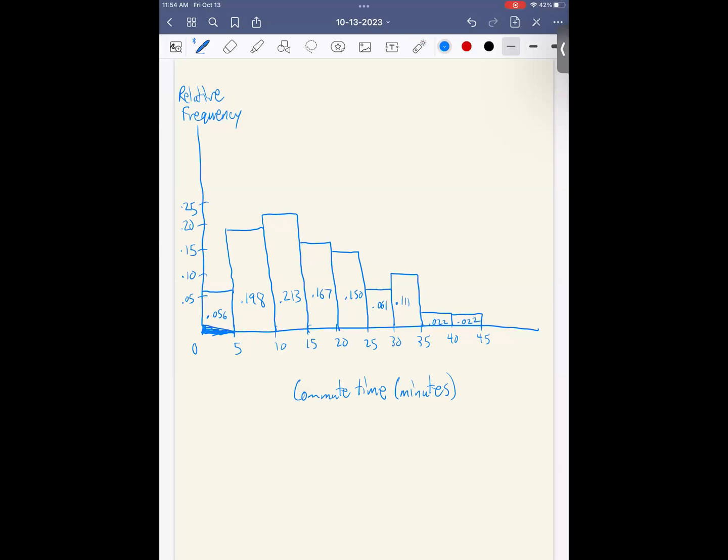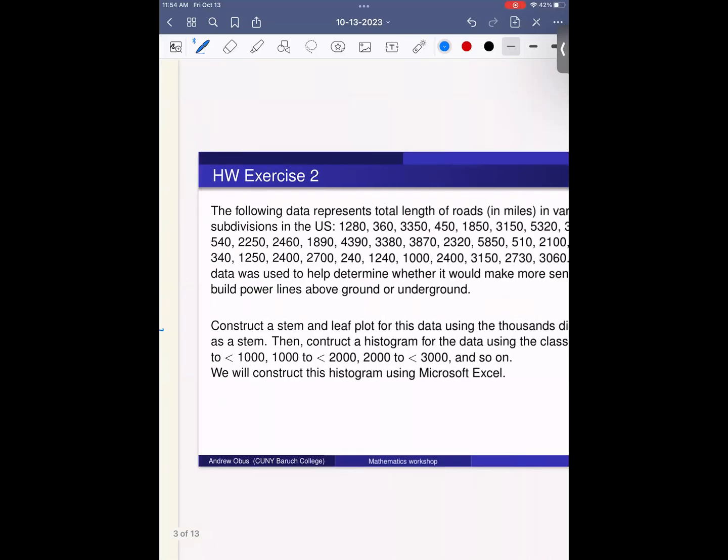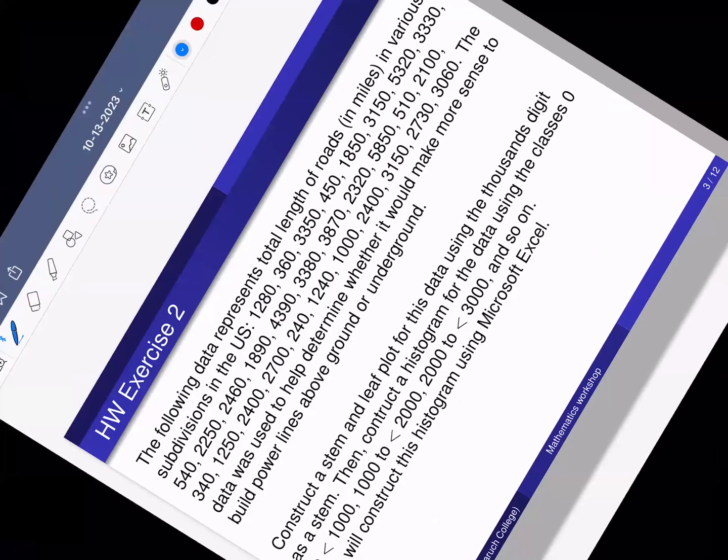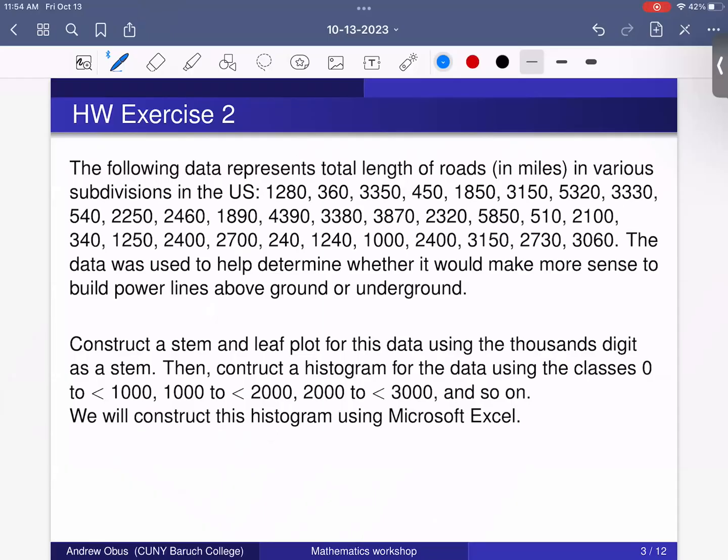All right. Okay, so let's go to the homework exercise 2, which will be a little bit more interesting because we'll use Microsoft Excel to make the histogram. Okay, so let me just do this so it gets a little bigger. Okay, so the following data represents the total length of roads in miles in various subdivisions in the US. So we just have a bunch of numbers over here, and this data was used to help determine whether it would make more sense to build power lines above ground or underground. Okay, I think if there's more roads, it's easier to put them above ground.